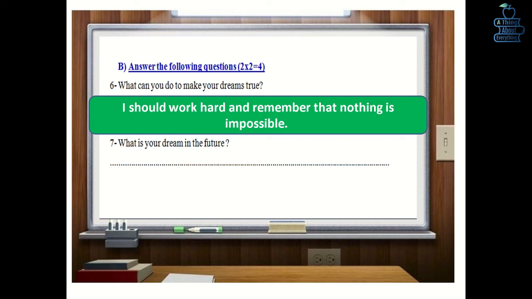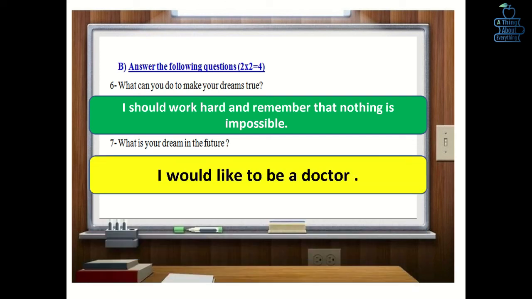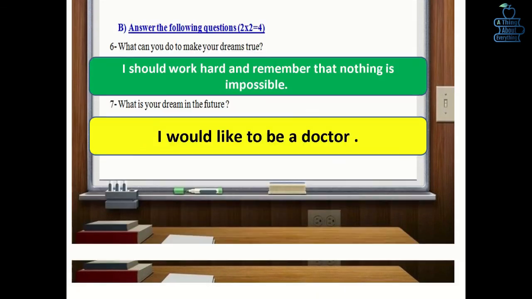This is an open question. This is an implicit question. You have to understand the text and give your own answer. I can write, I would like to be a doctor. This is my dream. Okay, thank you for now.